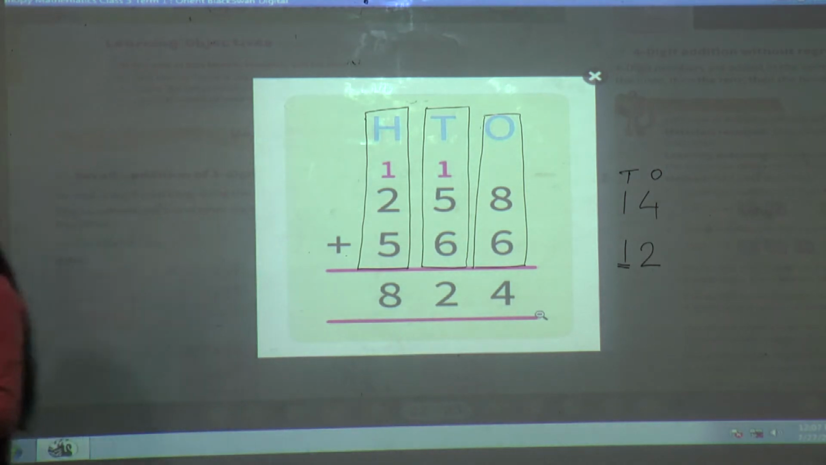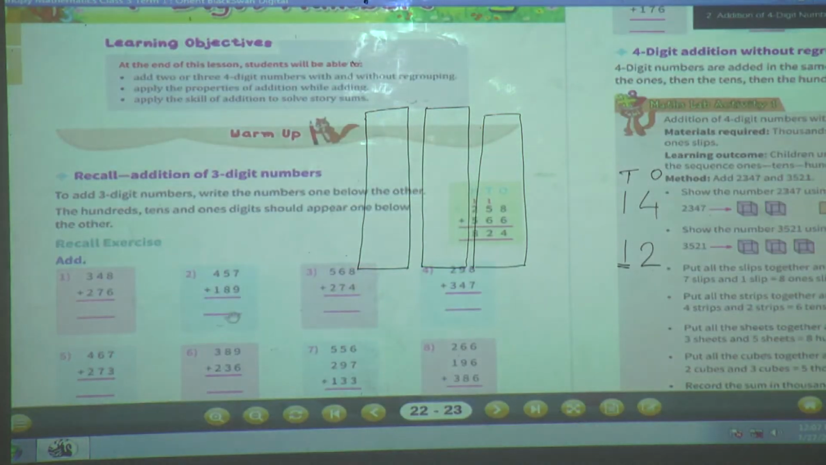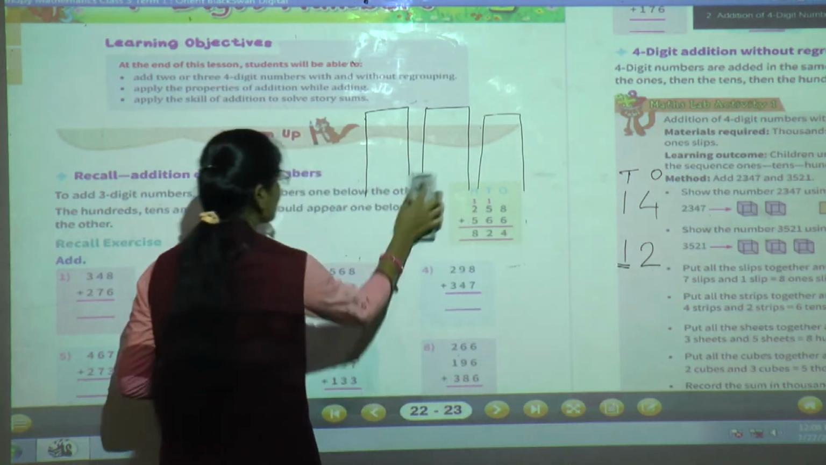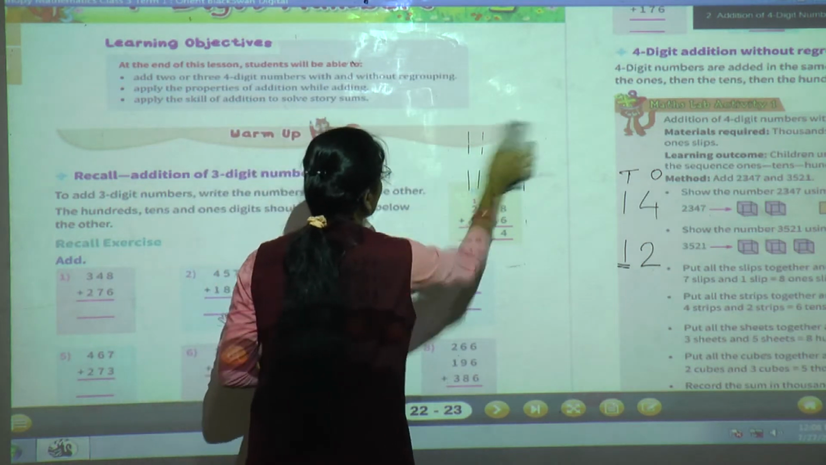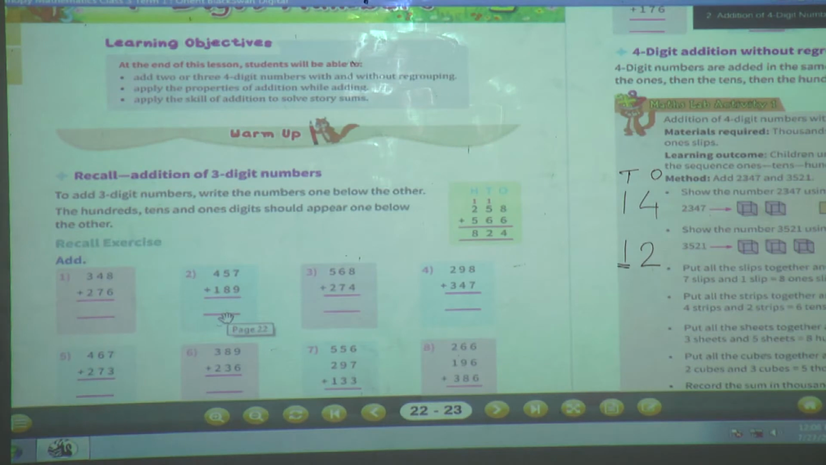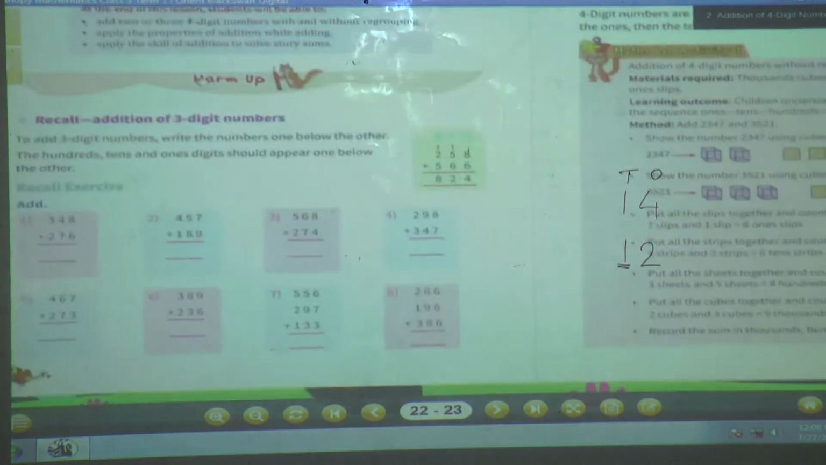Okay. Now here some sums are there that we will see one by one. So for that you have to open your textbook, page number 22, and keep in front of you. Take out your pencil eraser and be ready. Now we will solve one by one these all sums. Now here students, here 12 sums are there. Okay.